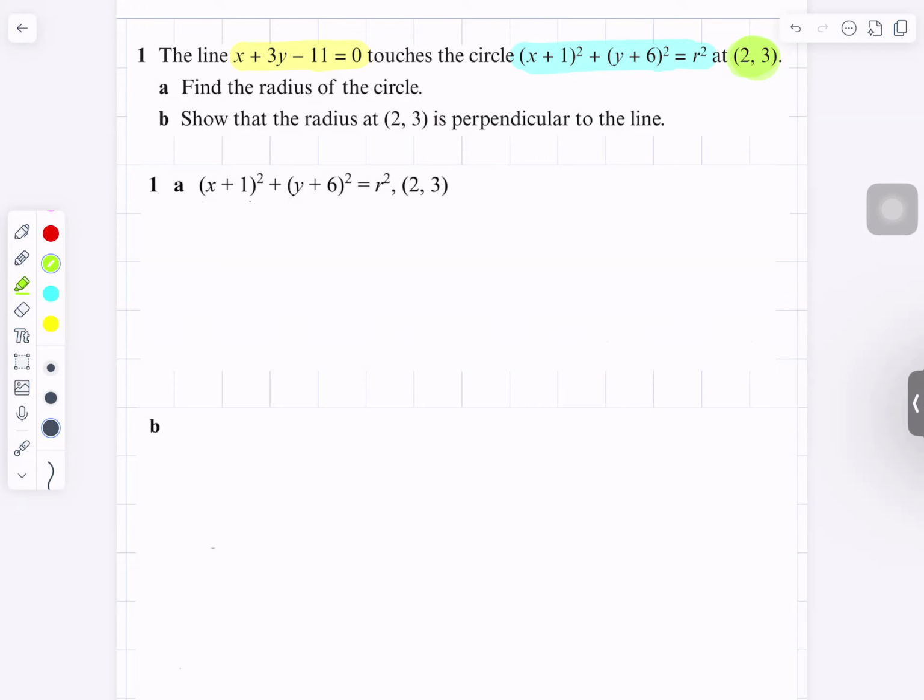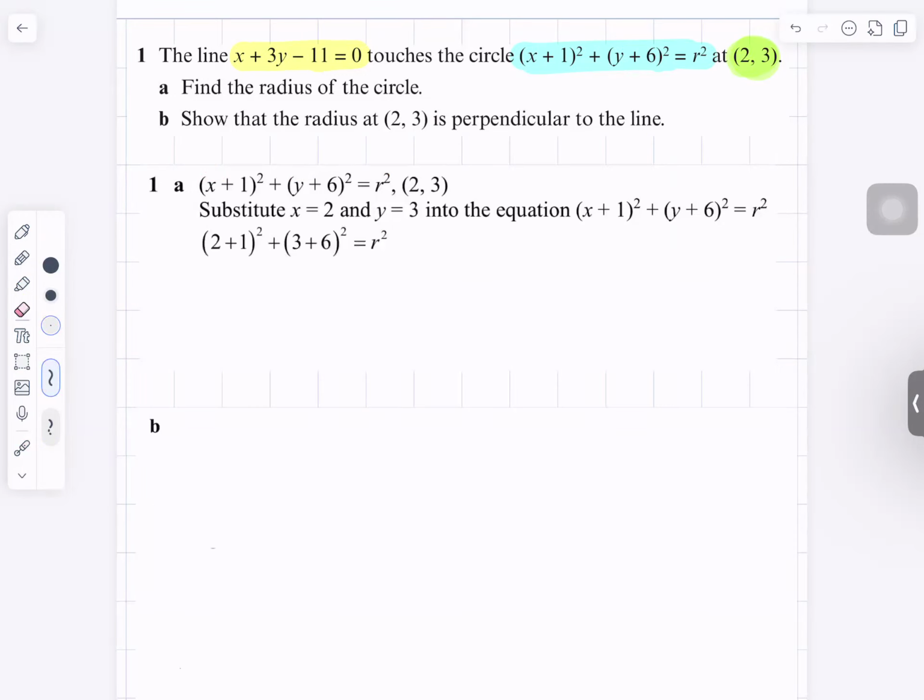How do you start this one? I substituted the point (2, 3) into (x + 1)² + (y + 6)². So I did (2 + 1)² + (3 + 6)² = r². That gave me 9 + 81, which equals 90, so r² = 90.